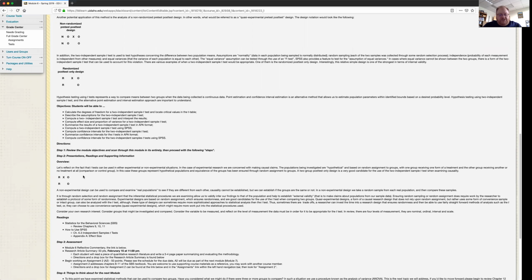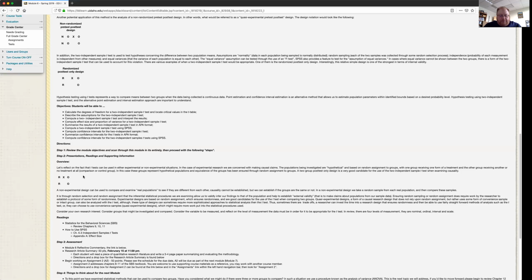A non-experimental design can be used to compare and examine real populations to see if they are different from each other. Causality cannot be established, but we can establish if the groups are the same or not. In a non-experimental design, we take a random sample from each real population and then compare these samples. It is through random selection and random assignment that the inferential statistical procedures we are examining allow us to validly infer our findings to that of the population and to help establish external validity. That is, to make claims about populations from our sample data.